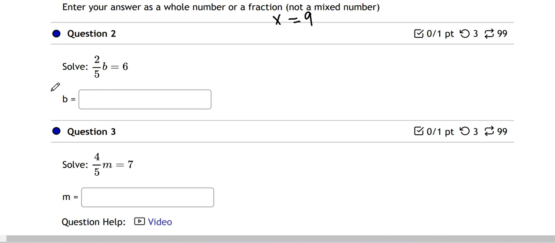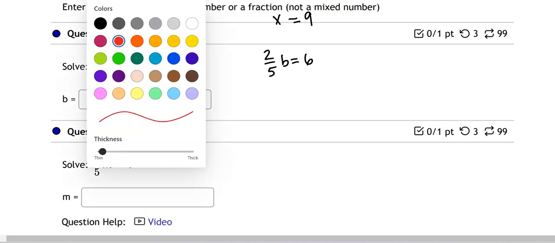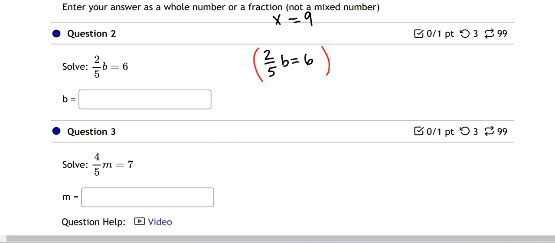So let's rewrite the problem. 2 over 5 B equals 6. The reciprocal of 2 over 5 is 5 over 2. So we're going to multiply by 5 over 2, and here we're going to multiply 6 times 5 over 2. Put 6 over 1. Multiplication is pretty straightforward. You multiply numerators, you multiply the denominators. 6 times 5 is 30. 30 divided by 2 is 15. So B equals 15. That is your answer.